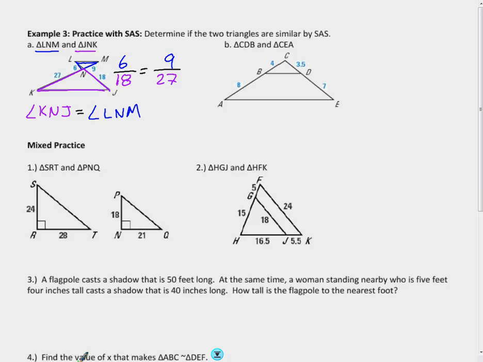MLN is similar to what other triangle? All in the same order. Follow your pencil around the blue triangle. MLN. It's going to match with what? KJN. Very good.